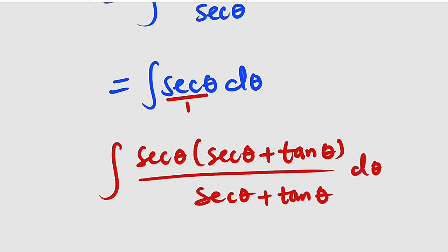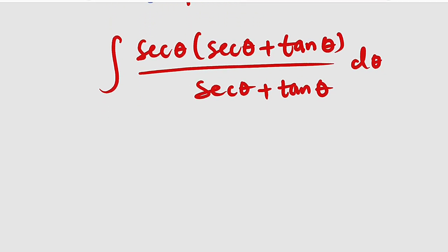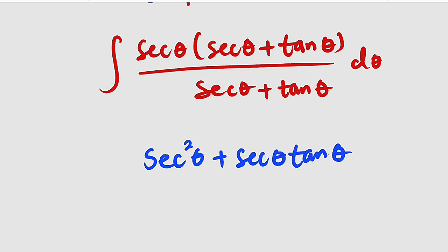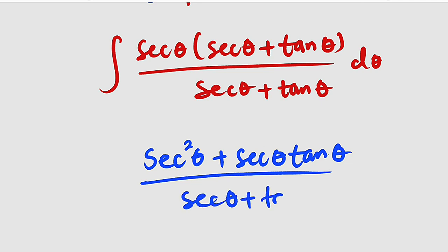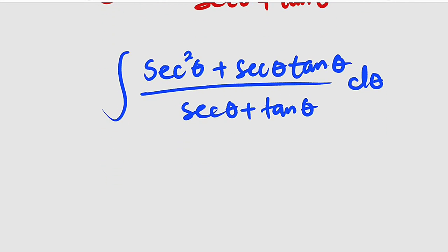This won't change anything because this divided by this is 1. And if we distribute to the top, we have secant theta times secant theta is secant squared theta, plus secant theta times tangent theta, divided by secant theta plus tangent theta d theta. So I would like to let the denominator be equal to something else. For example, we can let v be equal to secant theta plus tangent theta.